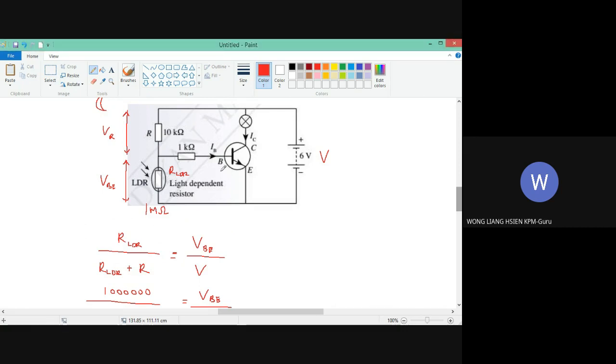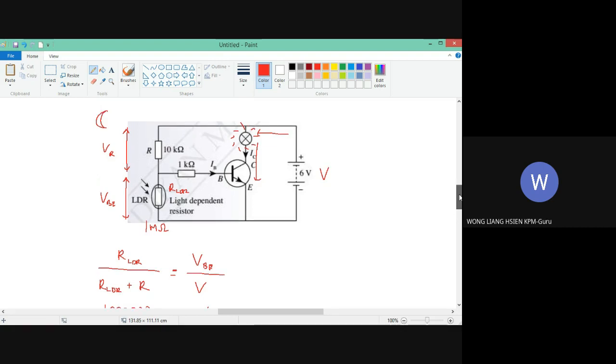Okay, 5.94 here. So this is obviously strong enough to turn on the transistor, so current can flow. Collector current can flow, so the light will turn on. So you see, how is it that this transistor can function as an automatic switch? At night time, automatic turn on. Daytime, automatic turn off, because of the change in the resistance of the LDR. Okay, that's here.